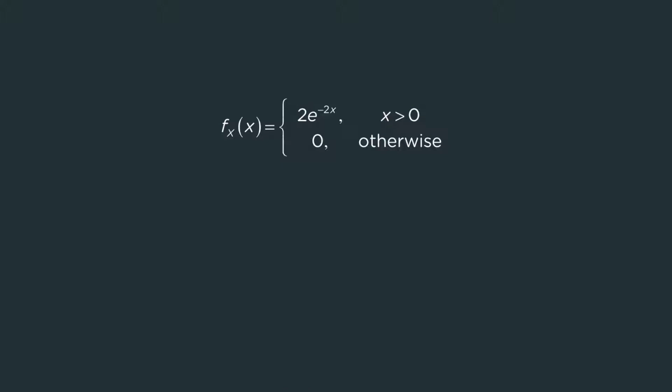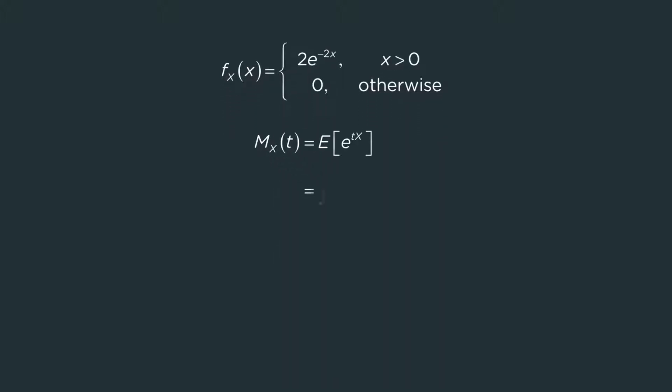That's enough theory. Let's work some examples. Consider this PDF. Find x's MGF. Then use this MGF to find x's mean and variance. Recall x's MGF equals e raised to the t times x times the PDF integrated from 0 to infinity. Combine exponential terms to produce this integrand. Now here's a cool shortcut.